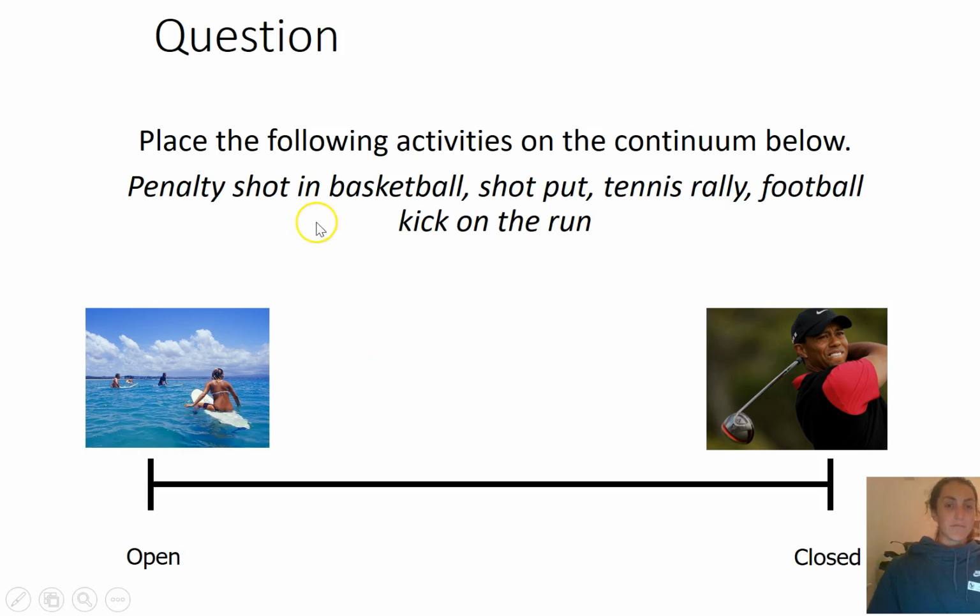So a penalty shot in basketball, is that open or closed? It tends to be more closed because it's internally paced and the target's very stationary. There's no real pressure. Shot put would also be a great example of a closed skill. Tennis rally, on the other hand, is going to be a bit more towards the open end of the continuum.